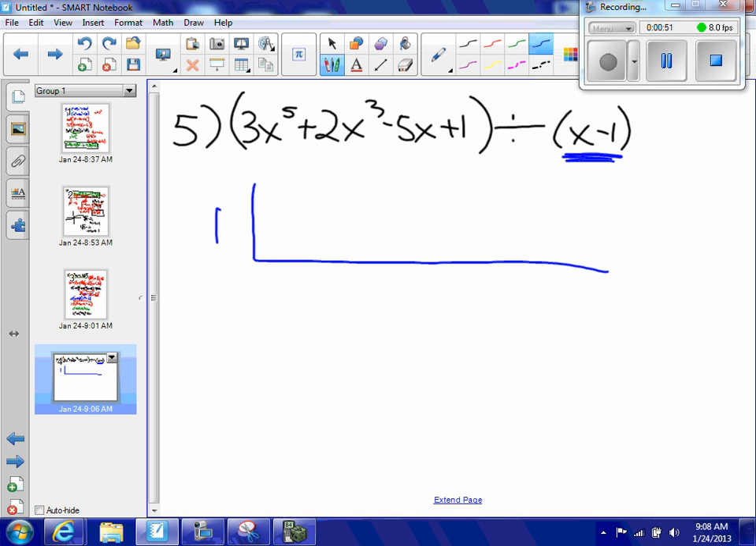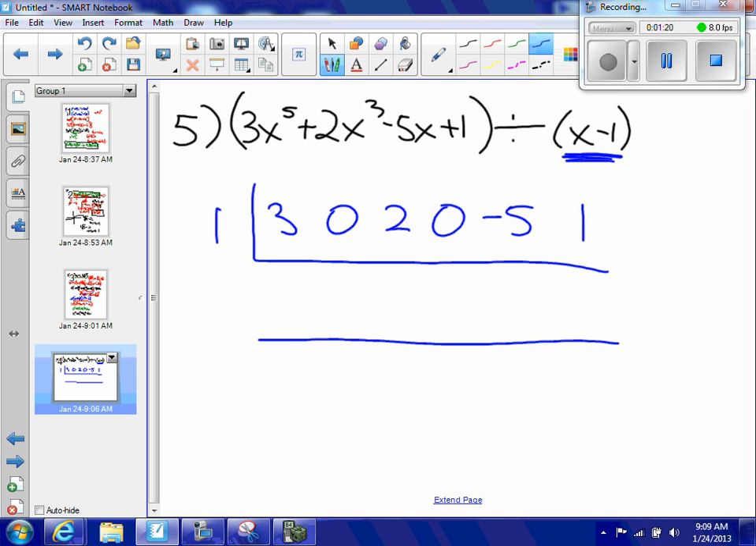Now I need to look at my coefficients. My x to the 5th is 3. My x to the 4th, I don't have an x to the 4th. I have to remember to put in the 0 placeholder. My x cubed is 2. My x squared, I don't have an x squared. Got to remember your placeholder for x squared. Then I have a minus 5x and a positive 1x to the 0th.